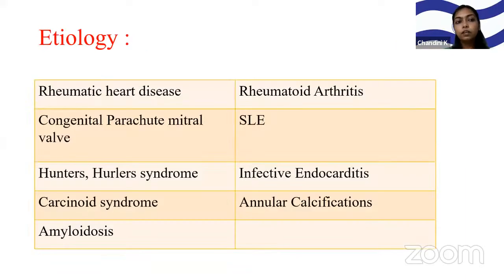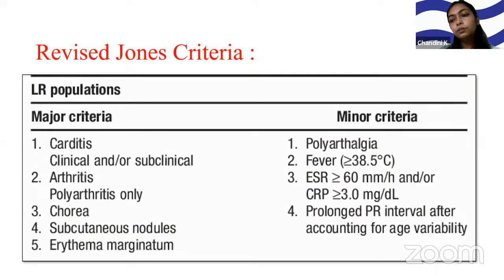As for the etiology of mitral stenosis, the most common is rheumatic heart disease, followed by congenital parachute mitral valve, connective tissue disorders like Hunter-Hurler syndrome, carcinoid syndrome, amyloidosis, rheumatoid arthritis, systemic lupus erythematosus, infective endocarditis, and annular calcifications. Moving on to the pathophysiology, we know that rheumatic heart disease is because of immune reactivity after infection with group A beta hemolytic streptococci. The immune reaction occurs towards the basement membrane, glomerular basement membrane, as well as the valves of the heart.